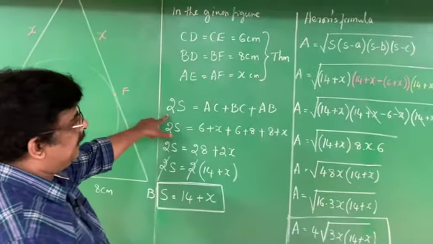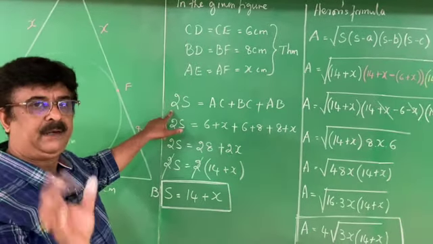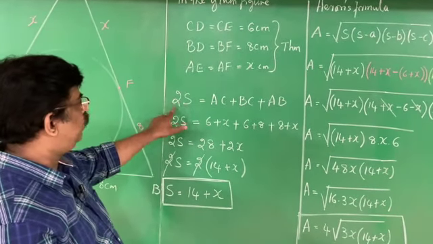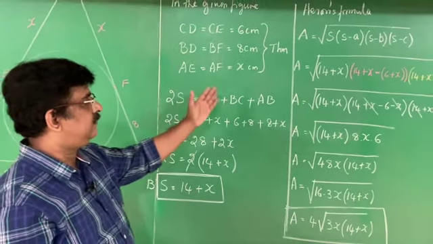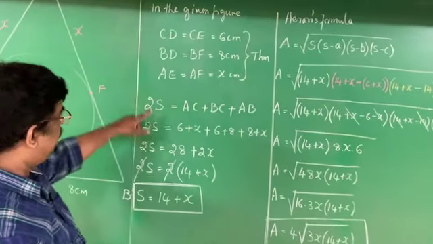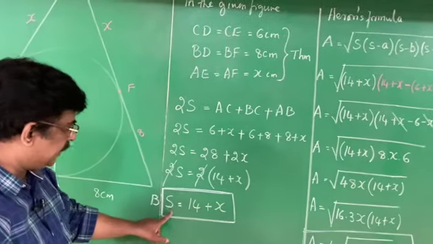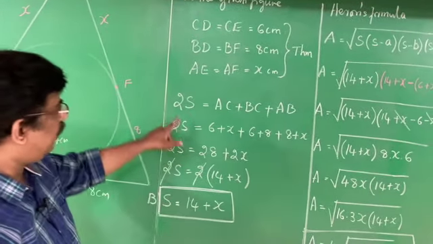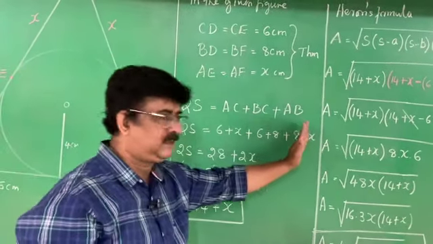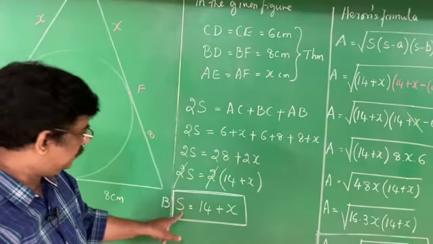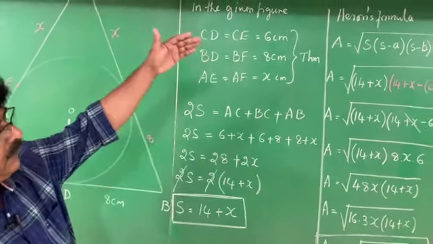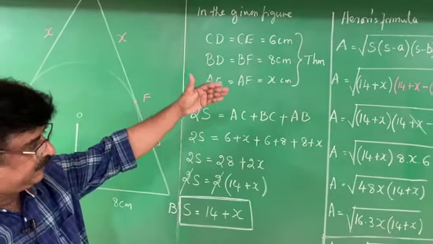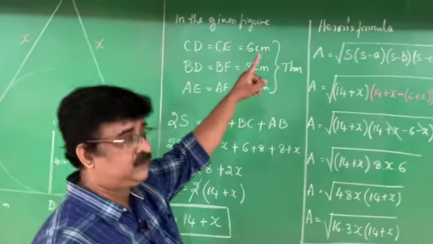Then to apply Heron's formula, we require the semi-perimeter. 2s is equal to a plus b plus c, meaning the sum of the sides of the triangle. Semi-perimeter I calculated as 14 plus x. How? By adding the sides. s is equal to 14 plus x. Using the semi-perimeter, I am calculating the area of the triangle by using Heron's formula.